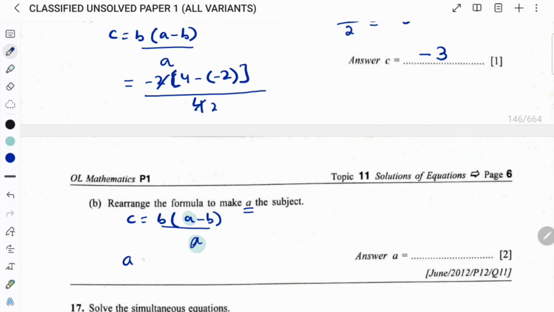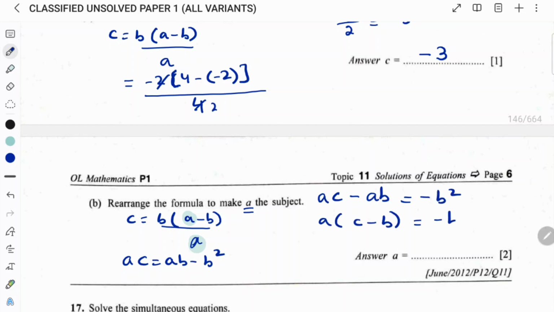So A times C, you just multiply. So that is AB minus B square. All right, so here AC is equals to AB minus B square. Keep all the terms which have A at one side because we'll have to take A common. AC minus AB is equals to minus B square. Take A common, C minus B is equals to minus B square. A is equals to minus B square upon C minus B.